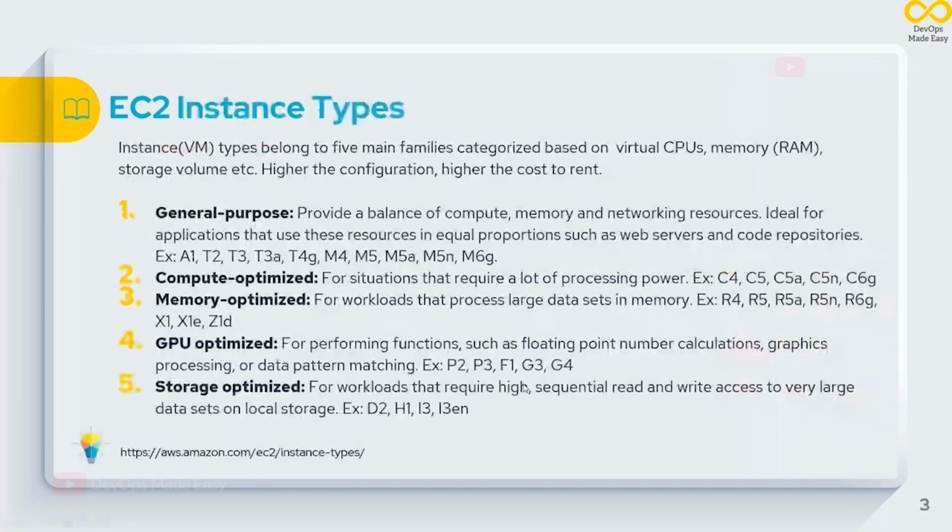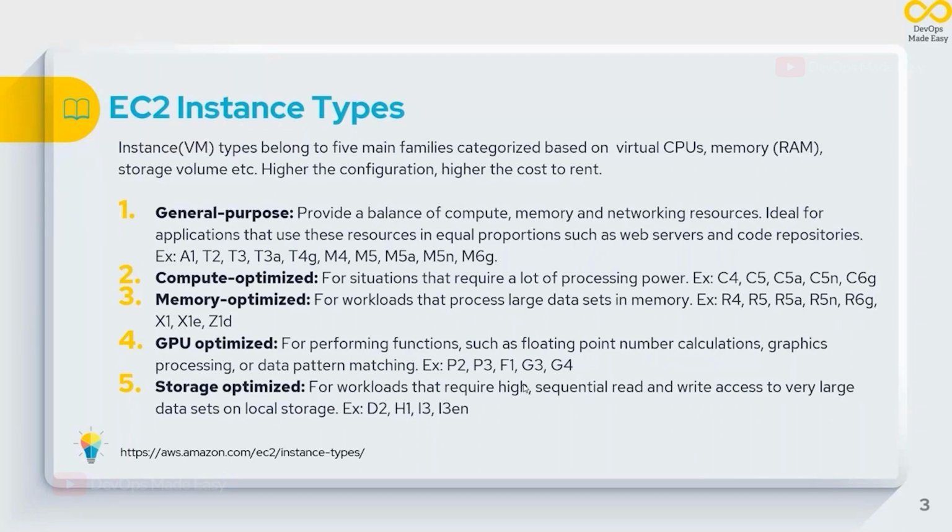EC2 instances come in many types. Here I have shown 5 different families depending upon the CPU, memory, and storage requirements. The first one is general purpose. If your use case is very general and doesn't need much CPU and memory resources, you can go for general purpose. They provide balanced compute and memory along with network resources. These are not very high on memory or CPU, just enough to run basic applications like web servers and code repositories.